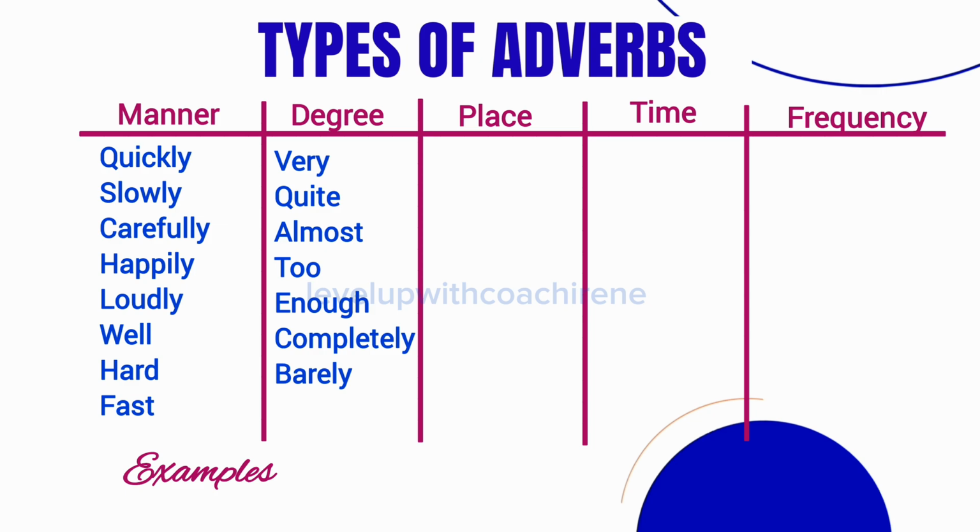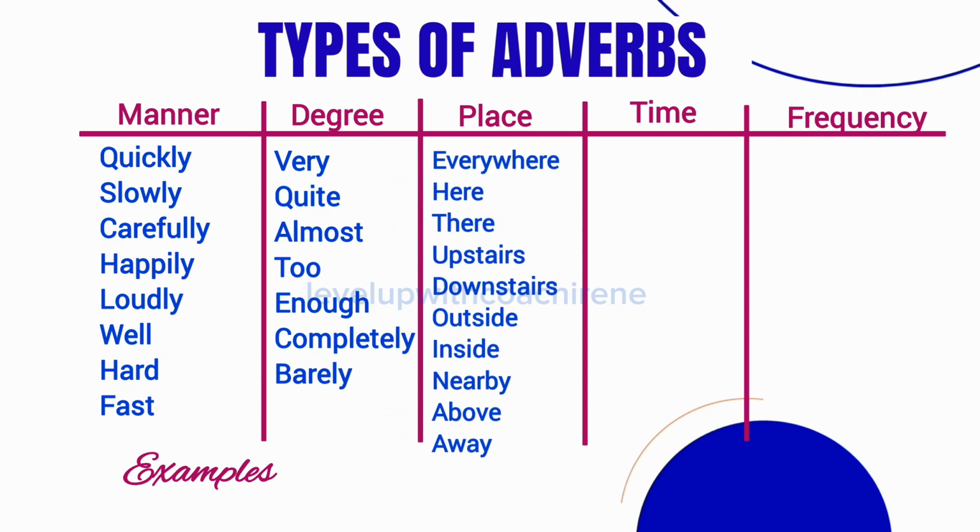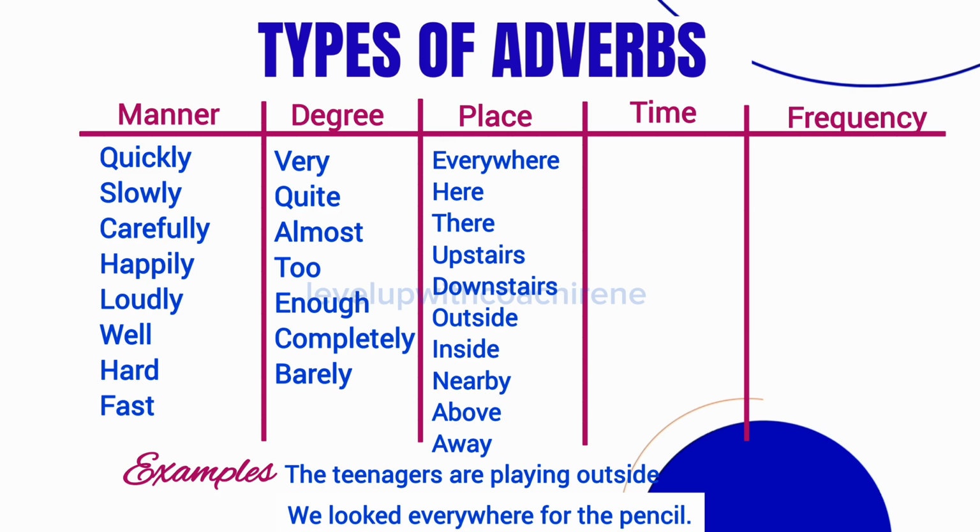Adverbs of place indicate where an action occurred or where something is positioned. They answer the question where and can refer to specific or general locations. They include everywhere, here, there, upstairs, downstairs, outside, inside, nearby, above, away. Examples we have: the teenagers are playing outside. We looked everywhere for the pencil. These adverbs give more information about the location or direction related to the action.